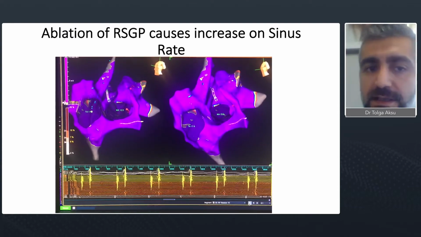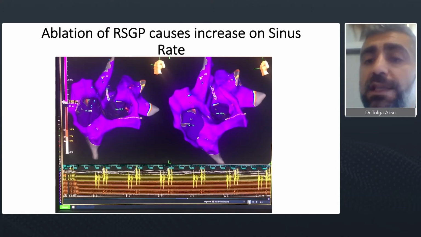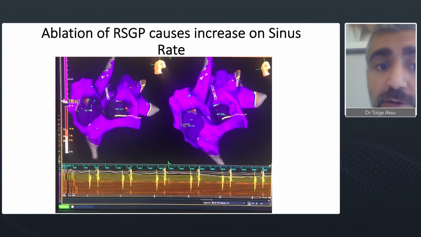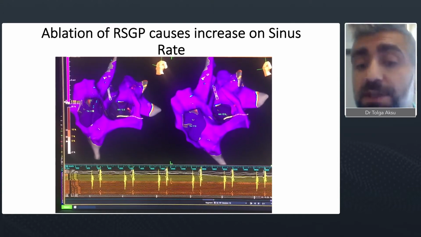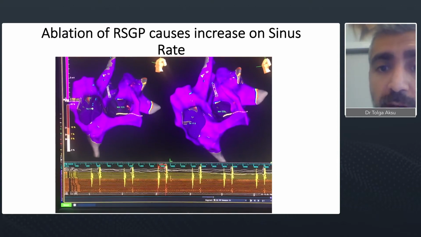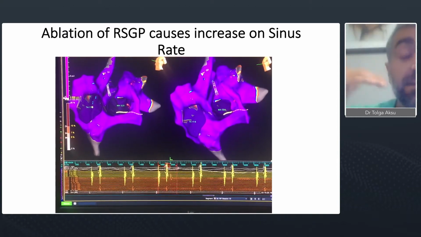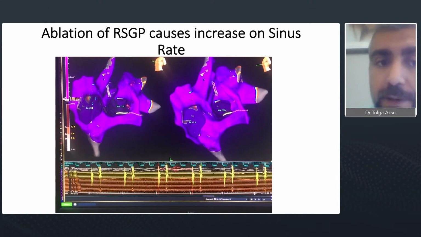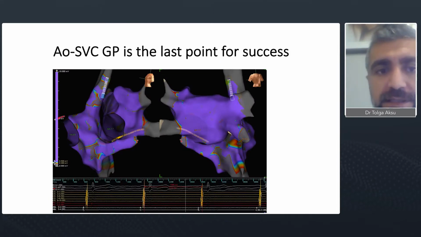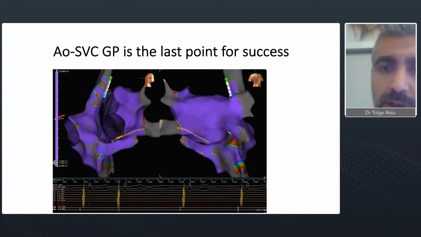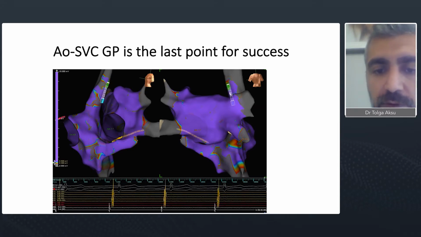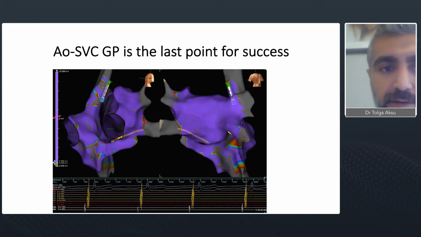But in some cases, despite ablation of all left atrial GPs, like the left superior Marshall tract, left inferior, or right superior GP, we can't achieve the desired heart rate increase. In such a case, we usually perform ablation in a little bit higher or superior part, the aorta superior vena cava GP site. For example, in this case, we went to the right side. We are on the aorta superior vena cava GP site, and after the first RF attempt, we increase the heart rate.